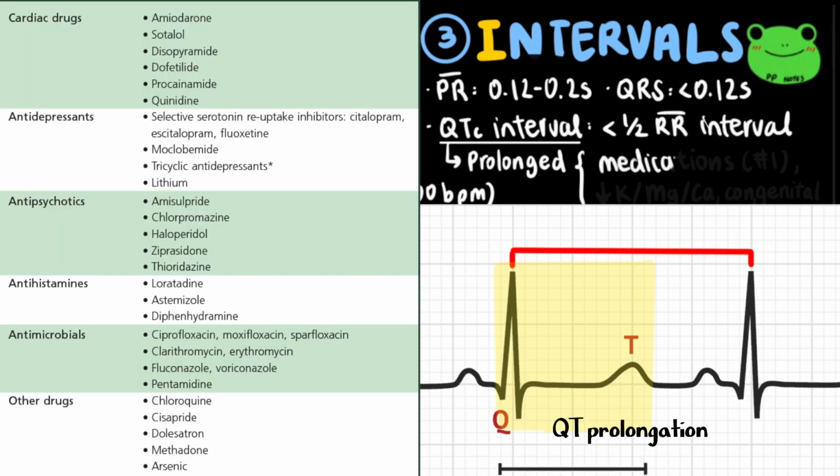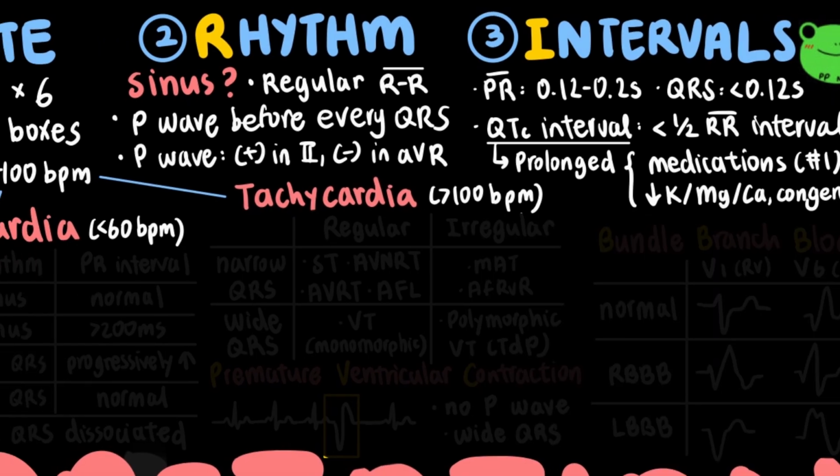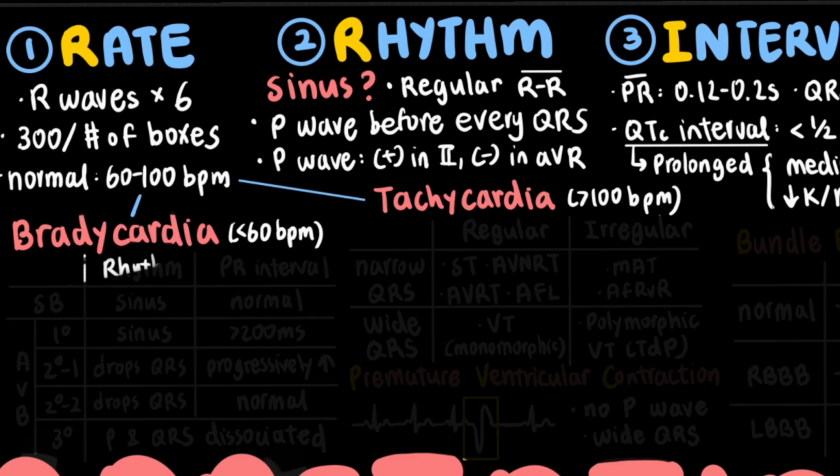Common causes include medications such as antiarrhythmics, including Class 1A like quinidine, procainamide, Class 3 like amiodarone and sotalol, certain antibiotics such as macrolides and fluoroquinolones, antifungals like fluconazole and ketoconazole, antipsychotics like haloperidol, and antidepressants like tricyclics or SSRIs. Other causes include electrolyte abnormalities, including low potassium, low magnesium, or low calcium, and congenital conditions like congenital long QT syndromes. Now let's classify bradycardia patterns based on rhythm and intervals.